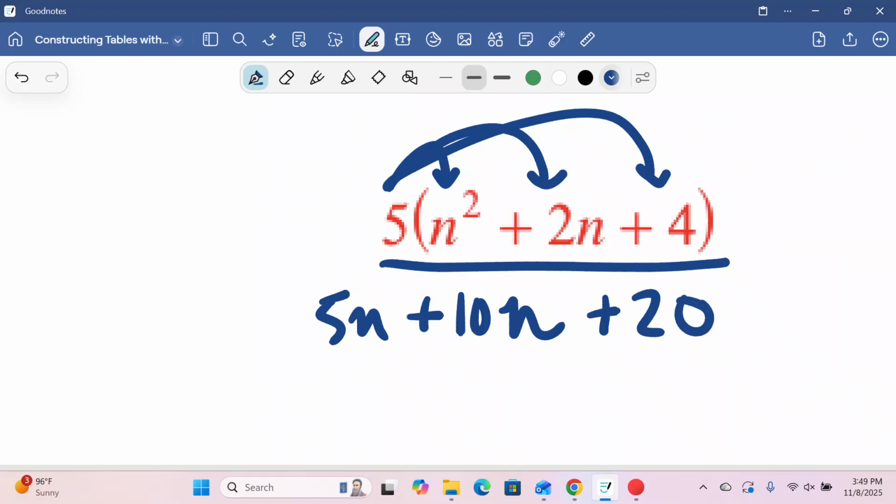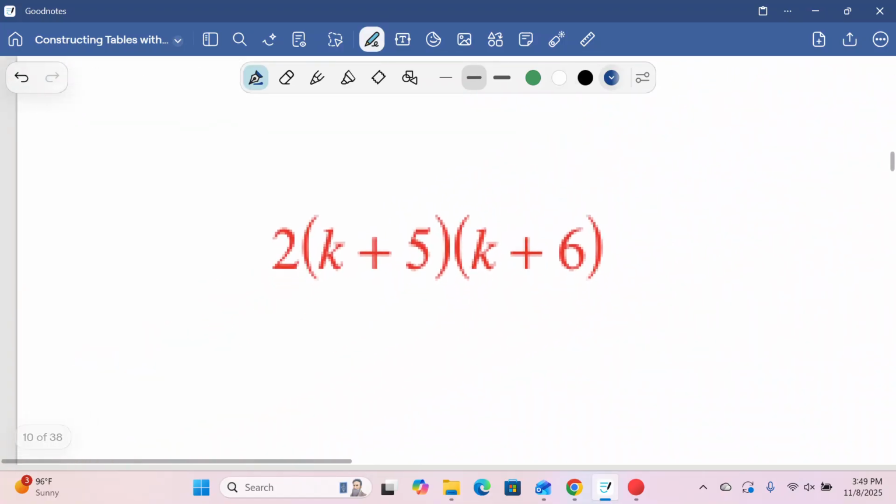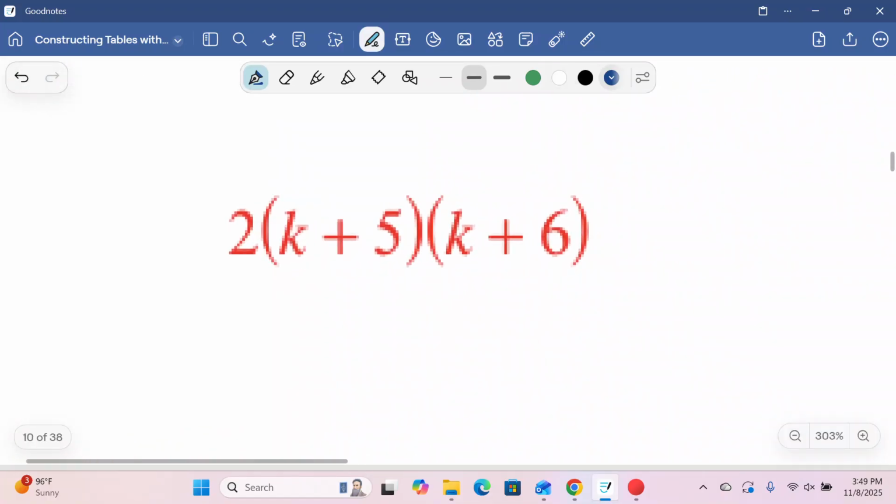Do I have any combined like terms? I have, a little mistake, forgot my square. 5 times n squared is 5n squared. I always want to check my work. And then 5 times 2n is 10n, and a positive 20. So I have an n squared, I have an n, and a 20. They're all different creatures, so we're going to leave it alone. We'll do another one with distributive property first.